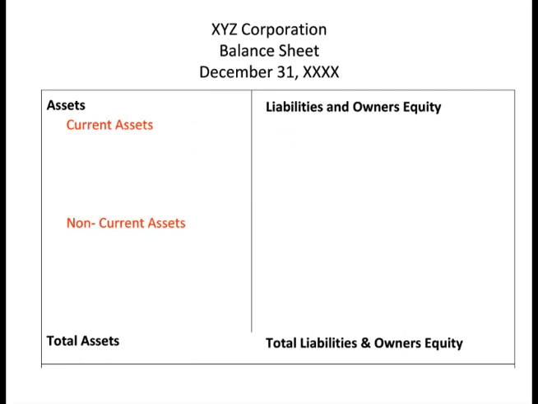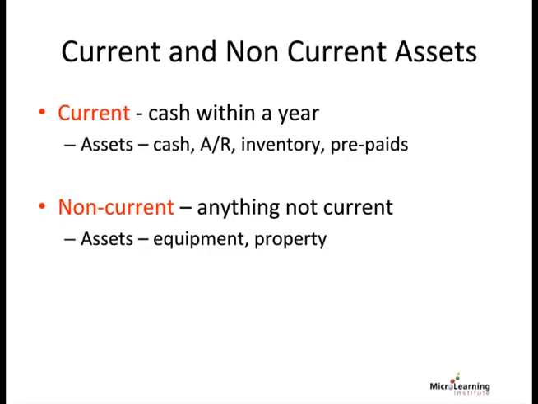The asset side of the balance sheet classifies assets as either current assets or non-current assets. An asset is classified as a current asset if the company expects to convert the asset to a cash inflow within 1 year. Examples of current assets are cash, accounts receivable, and inventory. An asset is classified as a non-current asset if the company does not expect to convert the asset to a cash inflow within a year. Examples of non-current assets are equipment and property.